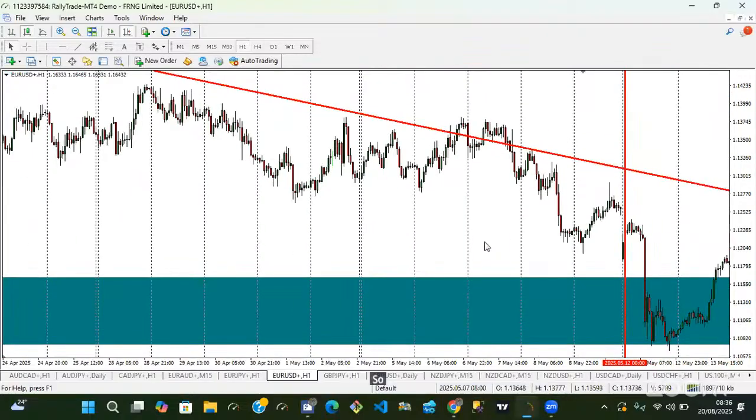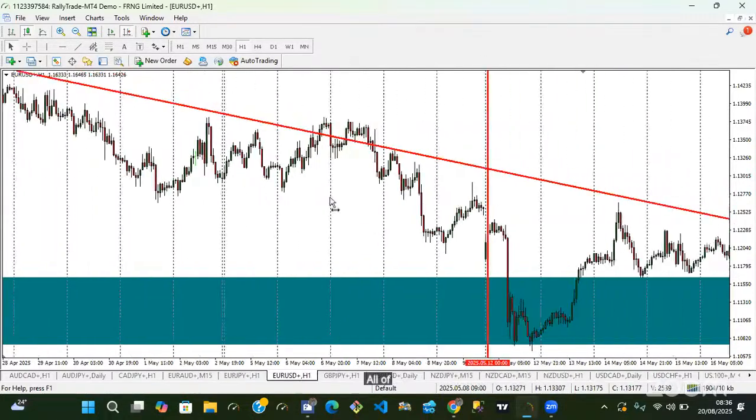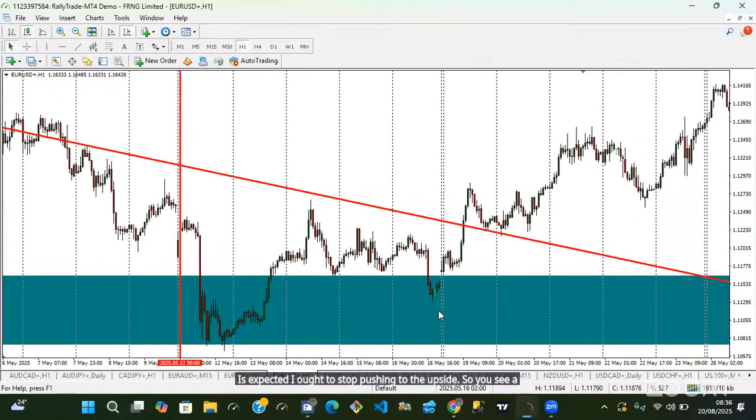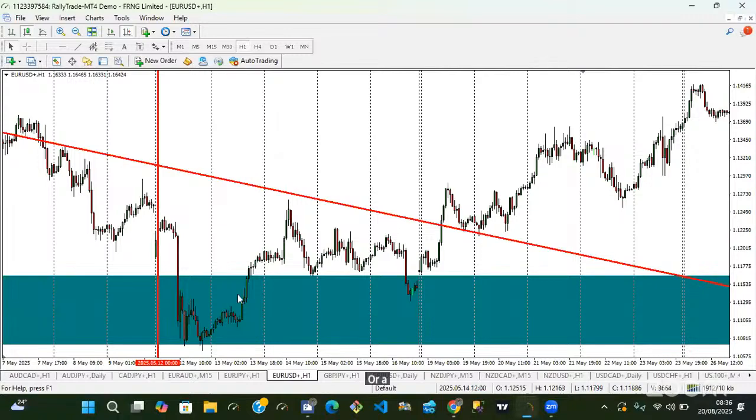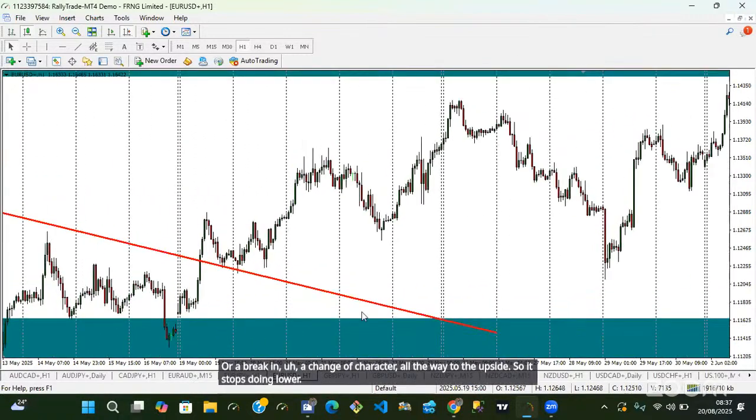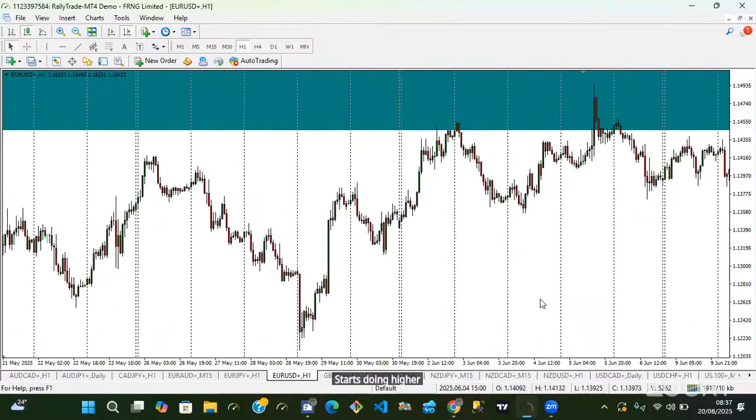So one would think that we are on a downward trend on a 1 hour time frame. That's why it's most important for you to look out for the higher time frame. All of this downward trend is in a bid to come into this area here. So on your daily time frame, once price gets here, it's expected that it ought to start pushing to the upside. So you see a market structure shift or a change of character all the way to the upside. It stops doing lower lows, it starts doing higher highs, higher high, higher high, all the way.